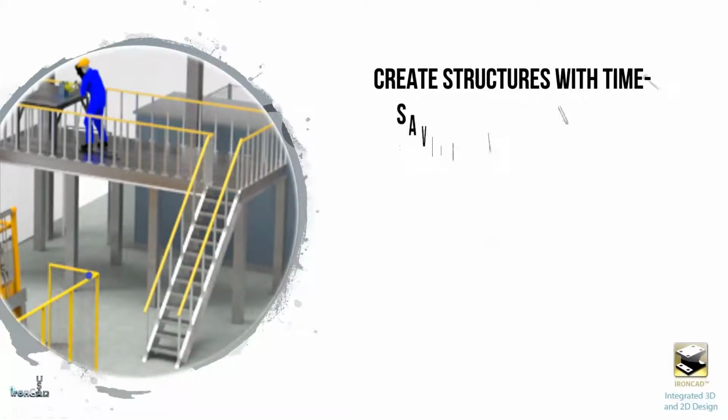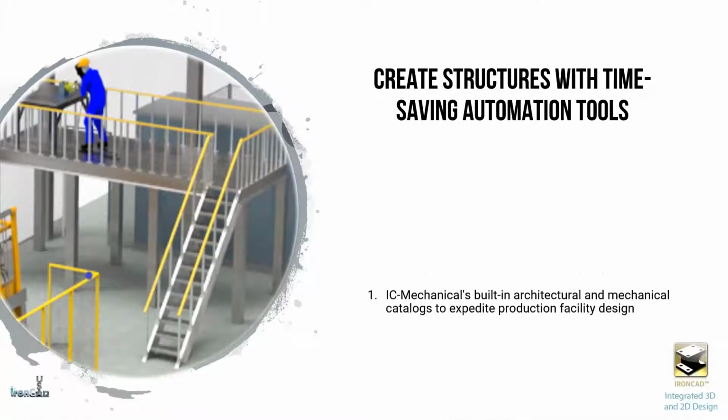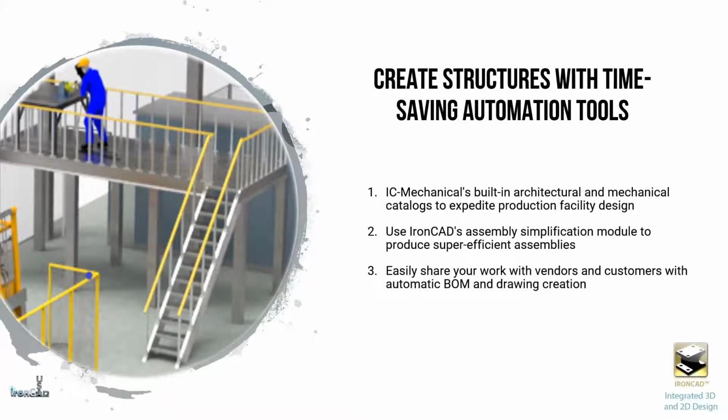So we're moving to the next part. This is creating structures. So far what we've done is we've taken components, I created assemblies. But now this is a whole different world. I'm going to actually create some of these structures that are used within the factory. We have a whole library called IC Mechanical that's built in IronCAD, has architectural mechanical tools that expedite production, facility design, and other things. We'll look at that.